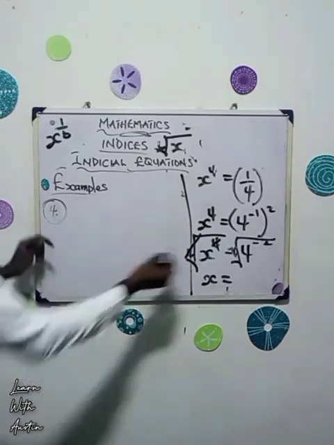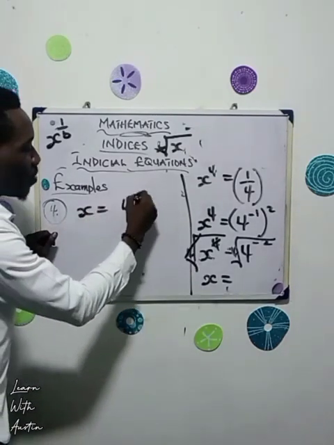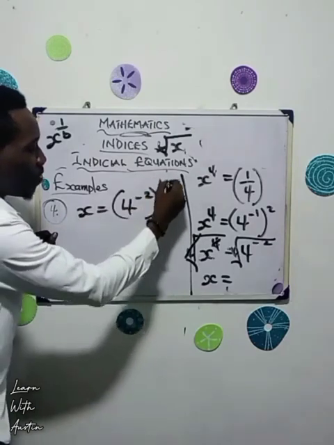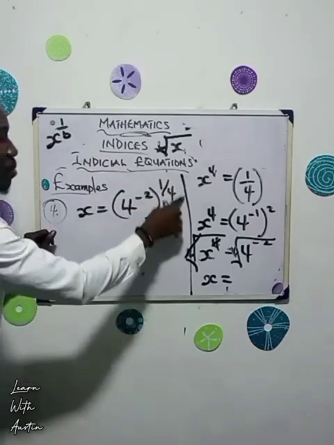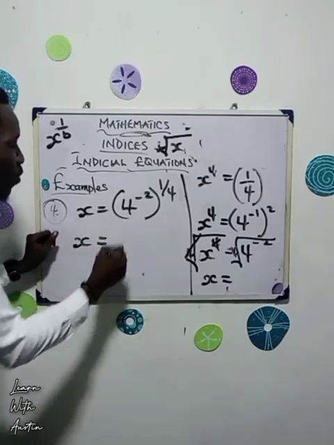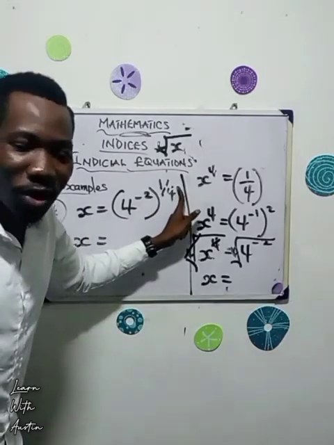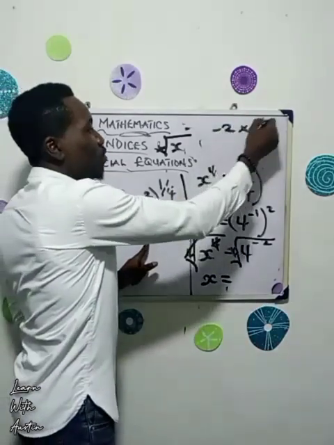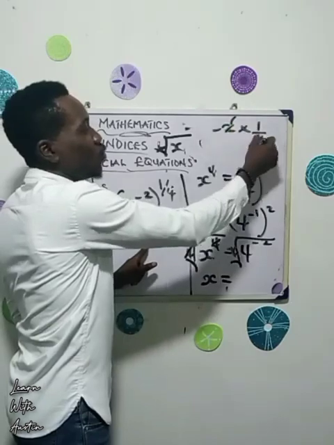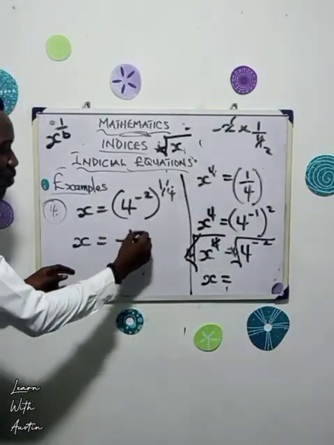So we have this now to give us x equals 4 raised to the power of minus 2, all raised to the power of 1 over 4. Let me finish and then I go back again to explain, maybe to help us better. So now x will be equal to, we multiply the powers: minus 2 times 1 over 4. So 2 over 2 cancels, and you have minus 1 over 2. That's what it's going to give us, minus 1 over 2.